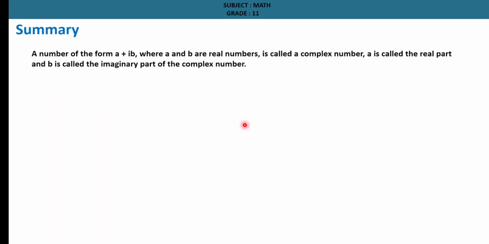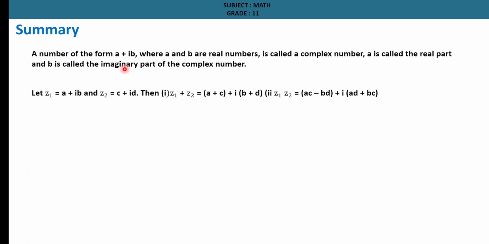Summary. A number of the form a plus ib, where a and b are real numbers, is called a complex number. a is called the real part and b is called the imaginary part of the complex number. Let z1 equal a plus ib and z2 equal c plus id. Then z1 plus z2 is equal to a plus c plus i into b plus d. Similarly, z1 into z2 is equal to ac minus bd plus i into ad plus bc.